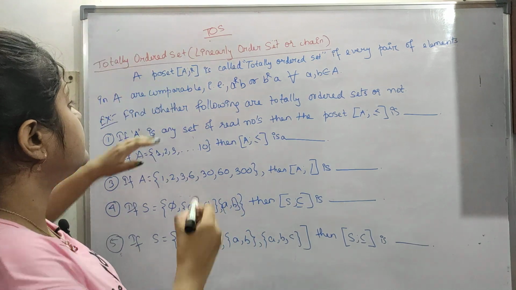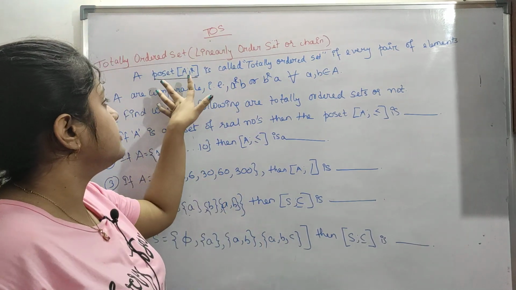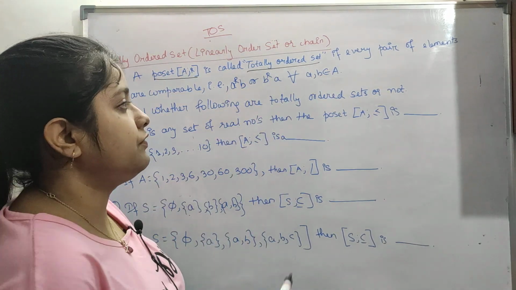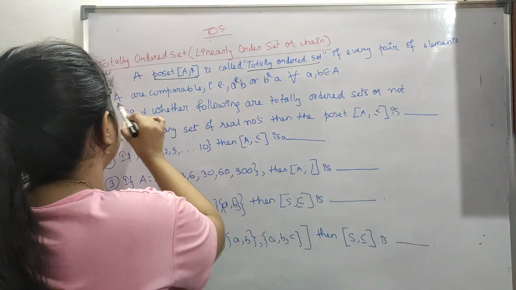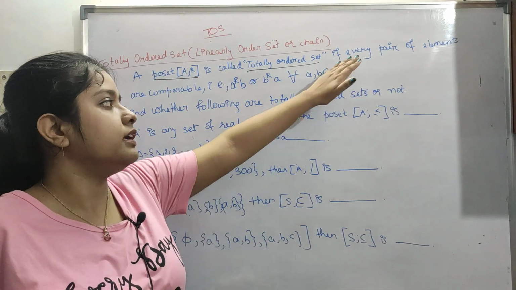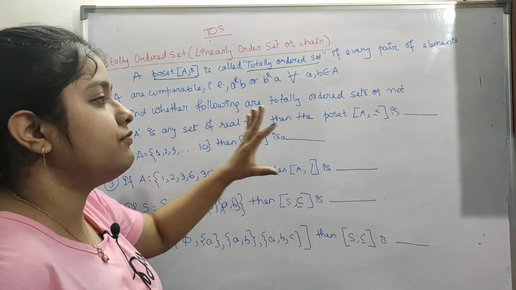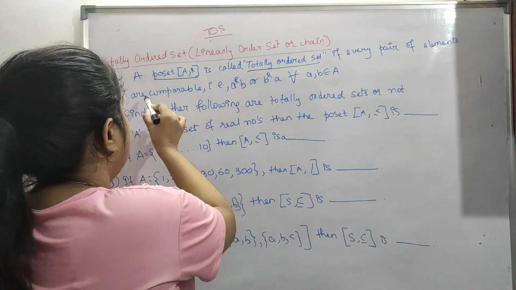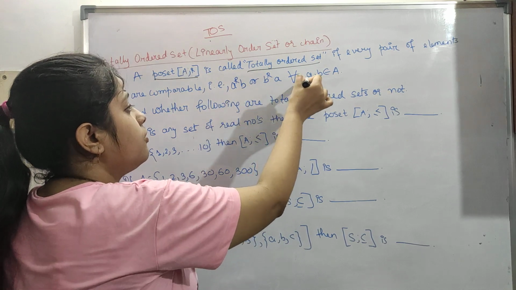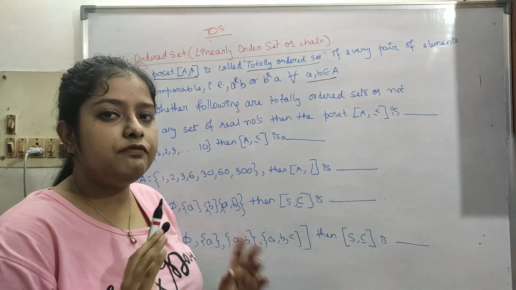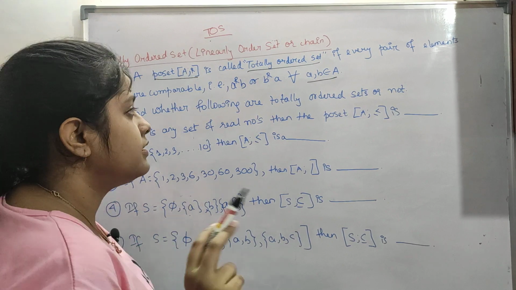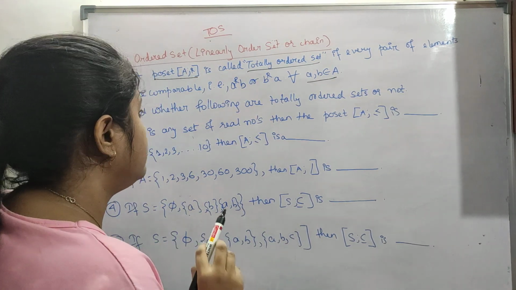So a poset (A, R), this is the representation of a poset, is called a totally ordered set if every pair of the elements in A is comparable. In this relation every pair has to be comparable, that is, A is related to B or B is related to A for all a, b belonging to A. So every pair has to be comparable. Now let's take some examples, then it will be more clear to you.